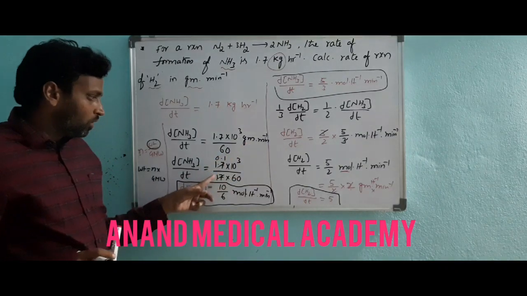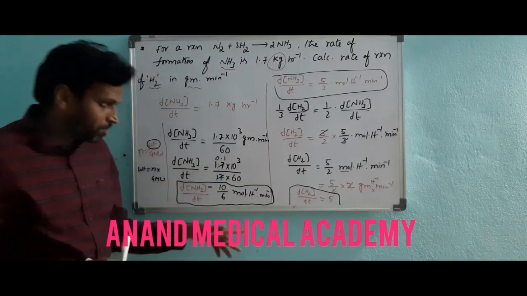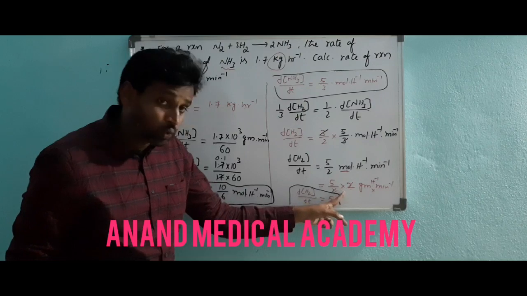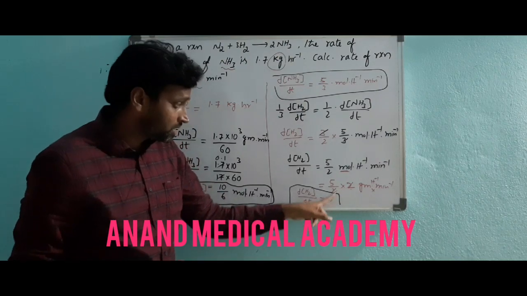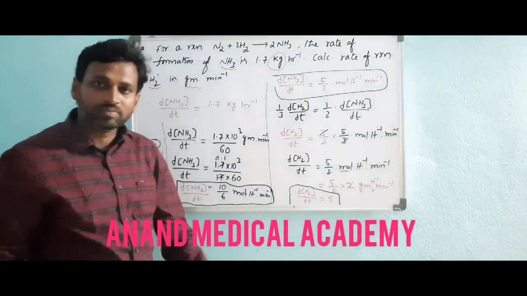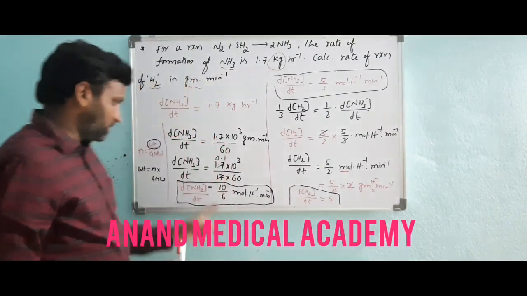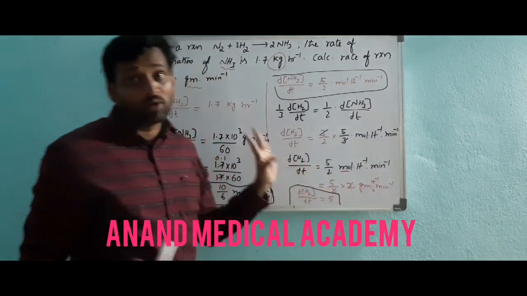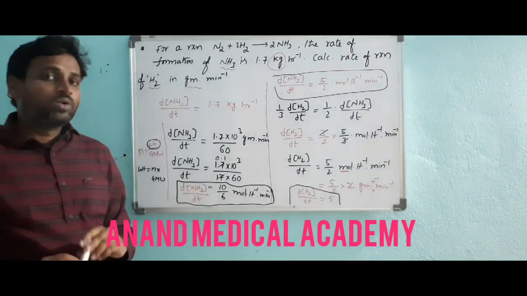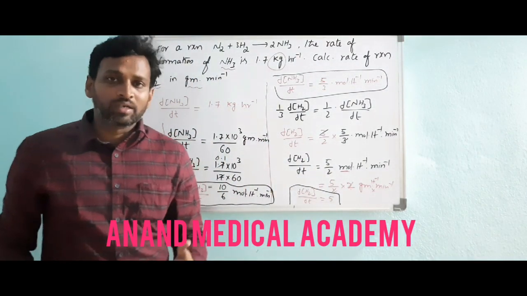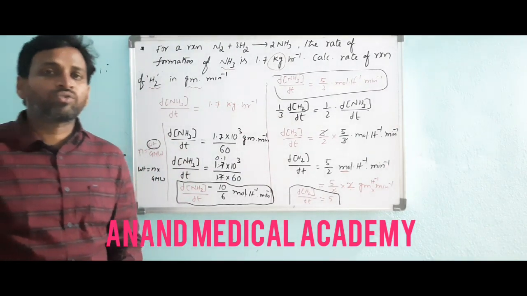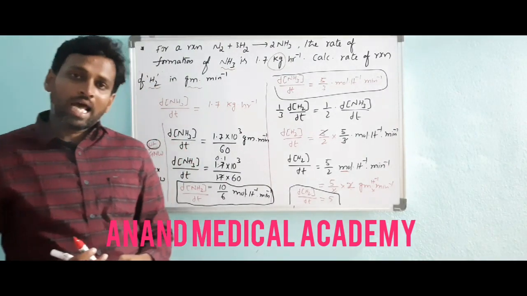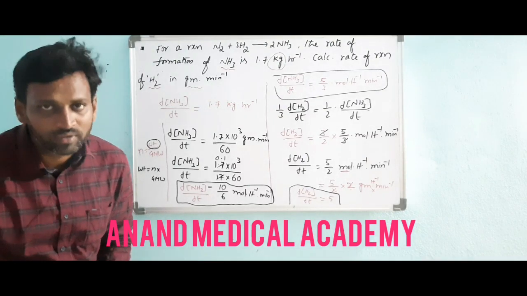Grams converted to moles means divided by gram molecular weight. Moles converted to grams means multiply by gram molecular weight. That's it. Here divided by gram molecular weight, here multiply with the gram molecular weight. That's it. Thank you. And we will discuss a few more numericals after completion of factors affecting rate of reaction.